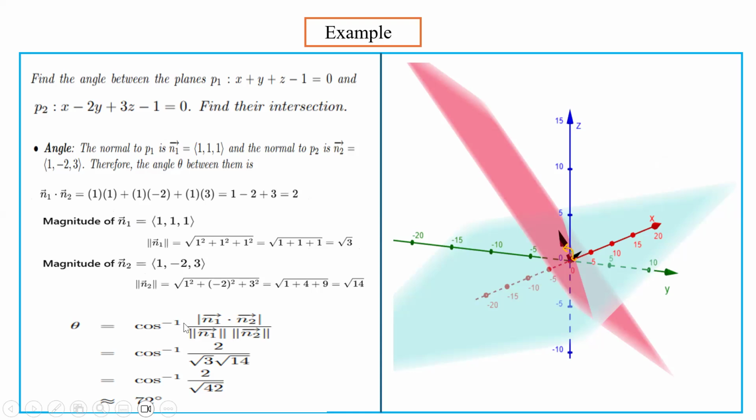Now we're going to substitute into our formula. N1 dot N2, we found that to be 2, and for the magnitudes, we have root 3 times root 14. When we do the calculation, we take the cos inverse of 2 over root 42, and that will give us an angle of approximately 72 degrees. And that is the angle here between the two normals. You can see that the planes intersect, and we have the two normals, and it's highlighted in yellow. That will represent the 72 degrees here.